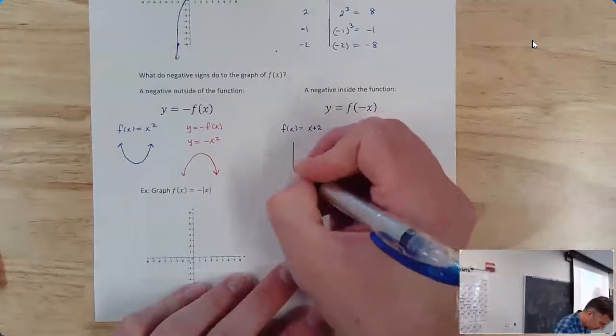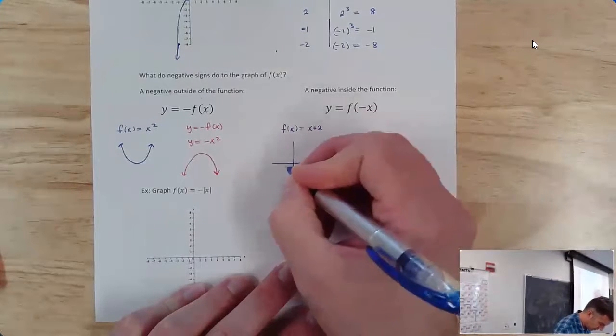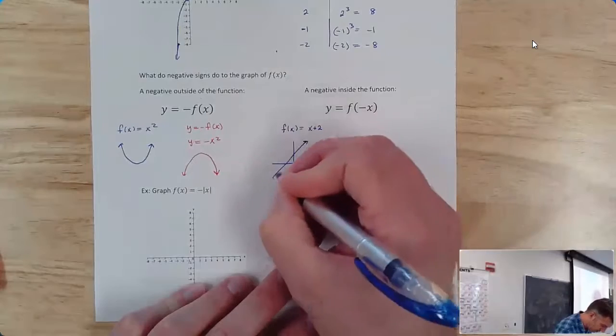So this line has a y-intercept of 2, x-intercept of -2, and looks vaguely like this.